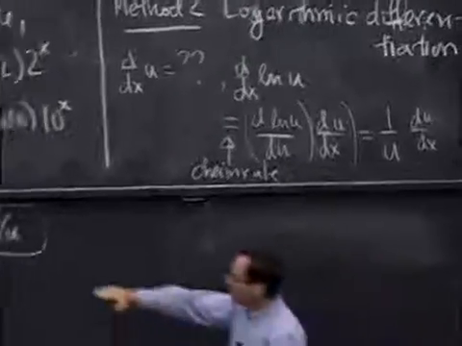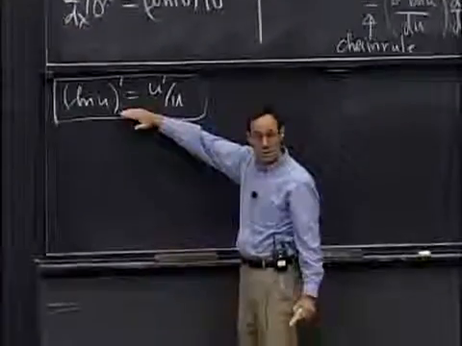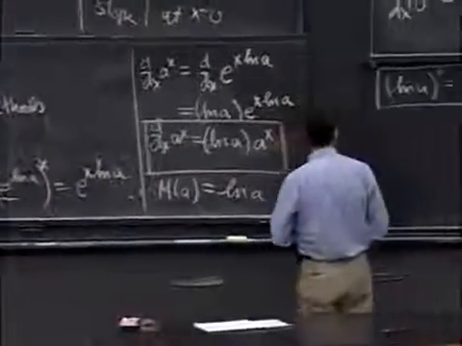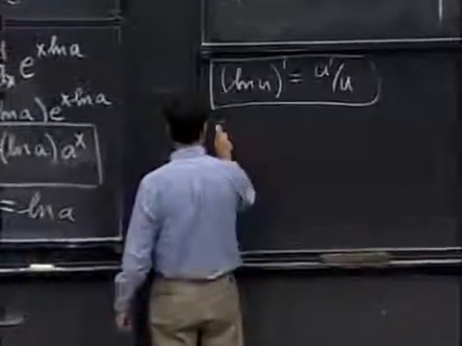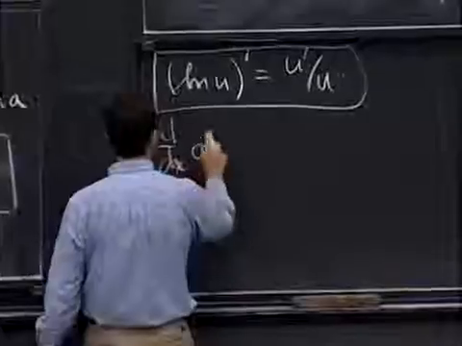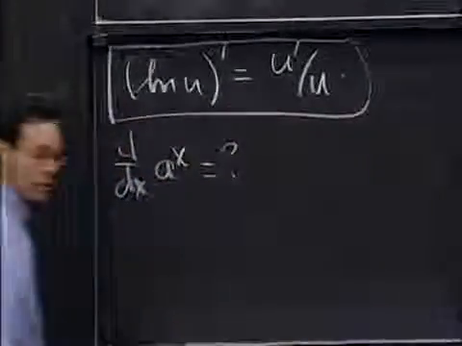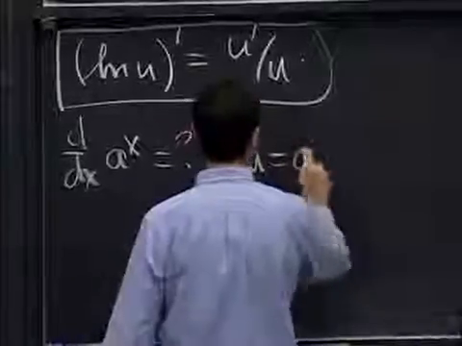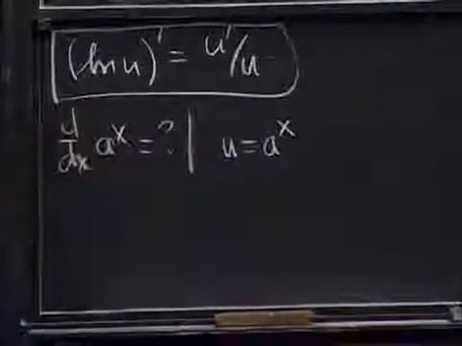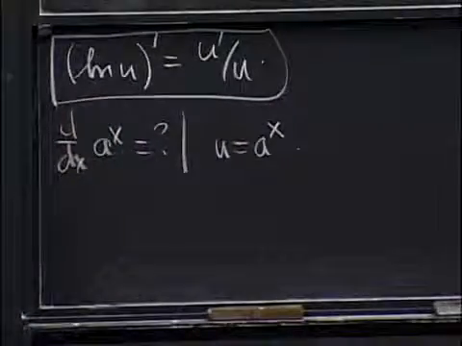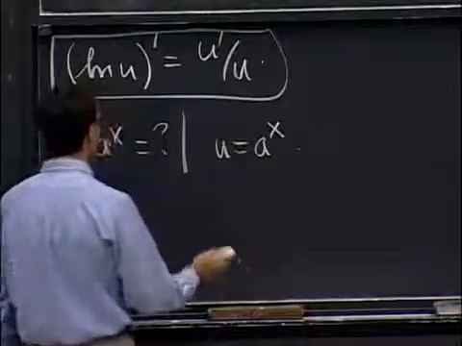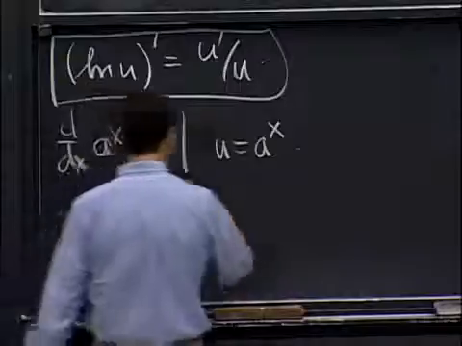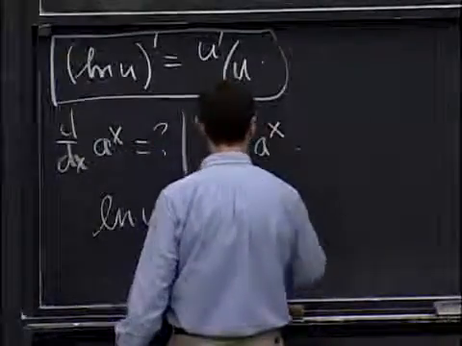All right, so now I've worked out this identity here. And now let's show how it handles this case, d by dx, a to the x. Let's do this one. So in order to get that one, I would take u is equal to a to the x. All right? And now let's just take a look at what log u is. Log u is equal to x log a.